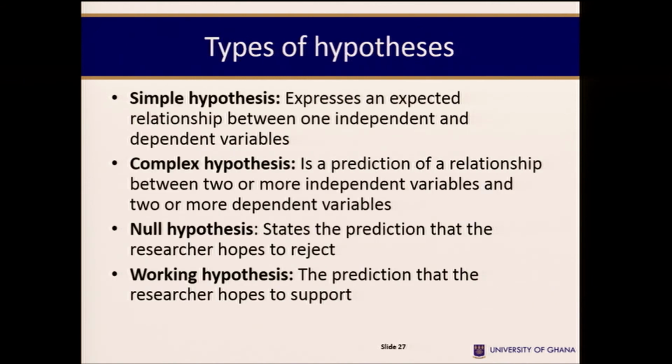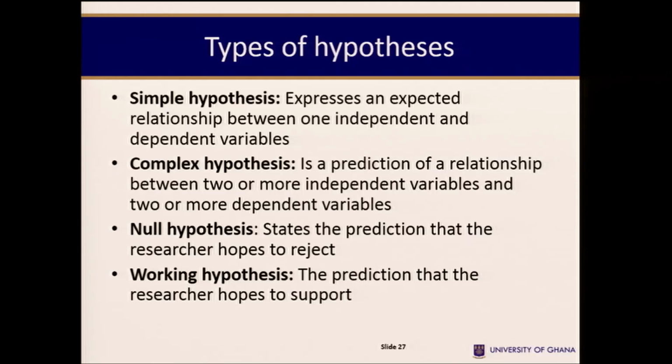Now let's talk about the different types of research hypotheses. We have the simple hypothesis, which expresses an expected relationship between one independent and one dependent variable. Now, an independent variable usually will come before the dependent variable, and they are all measurable. You measure the effect of the independent variable on the dependent variable.